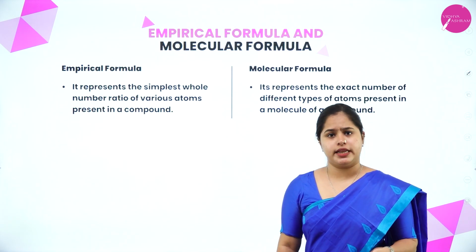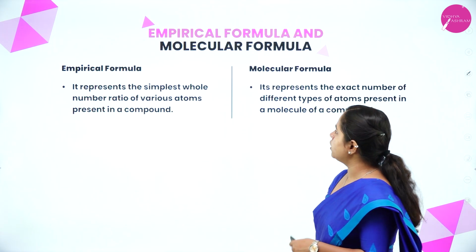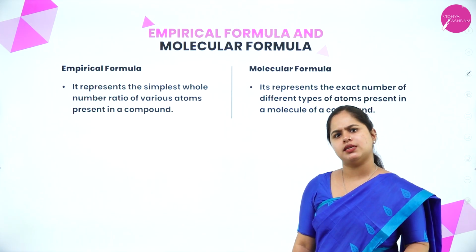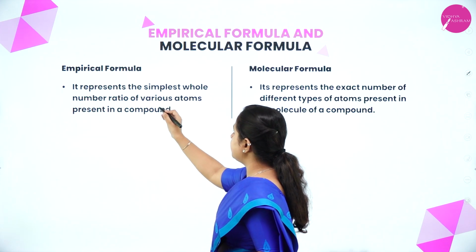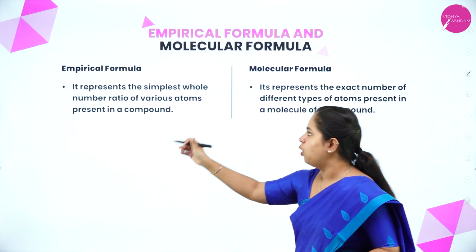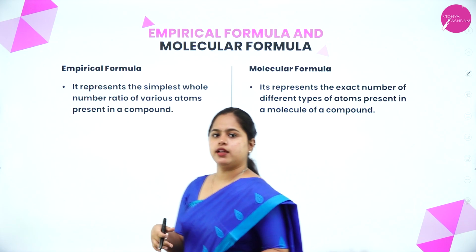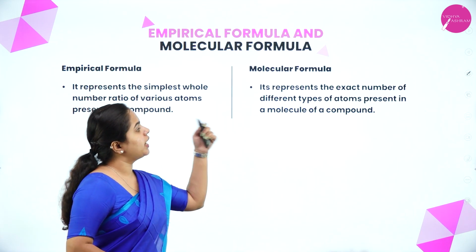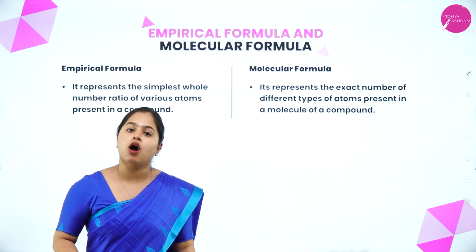Now moving on to the next topic, empirical formula and molecular formula. Molecular formula will be familiar to you. What is empirical formula? So let's see. It represents the simplest whole number ratio of various atoms present in a compound. Now, what is molecular formula then? It represents the exact number of different types of atoms present in a molecule of a compound.